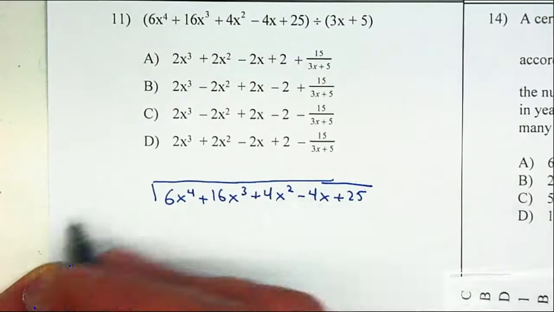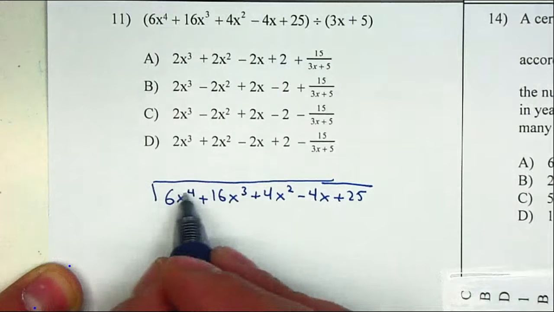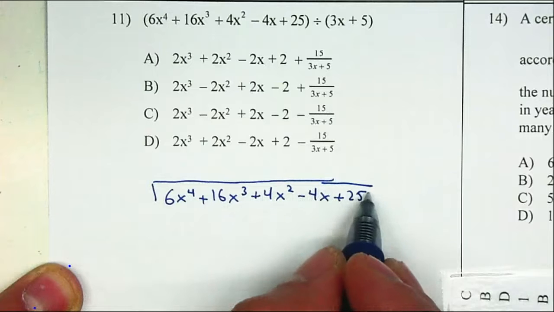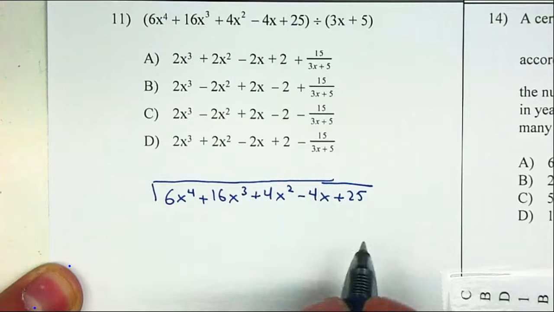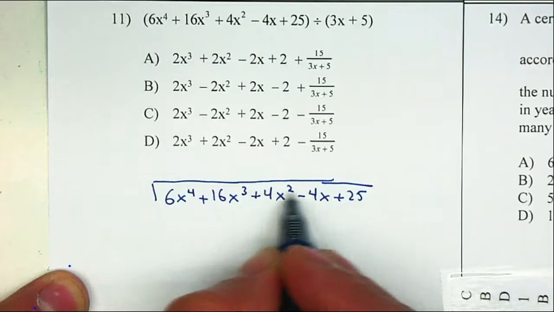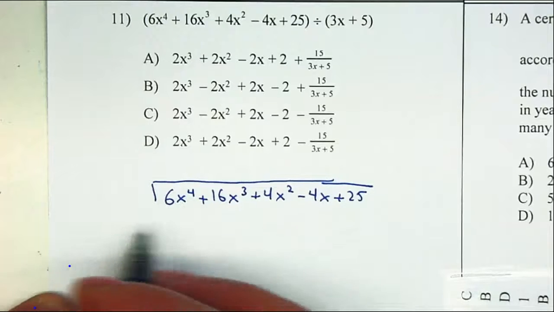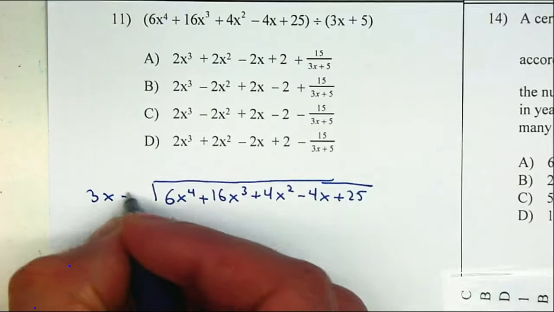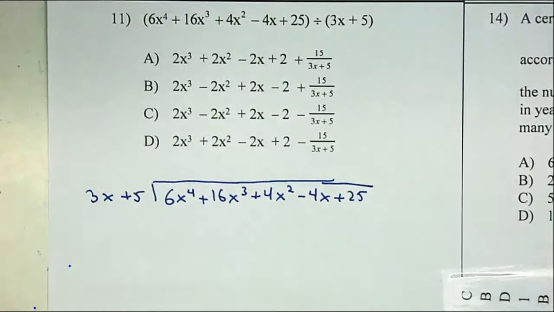One of the key things is you need to check to make sure that you're not missing any exponents. We have 4, 3, 2, the x, and then the constant. If you are missing an x squared, you need to leave some space by placing a 0x squared. But in this case, that's not the case for this problem. Outside we have a 3x plus 5. And now we're going to start the long division.